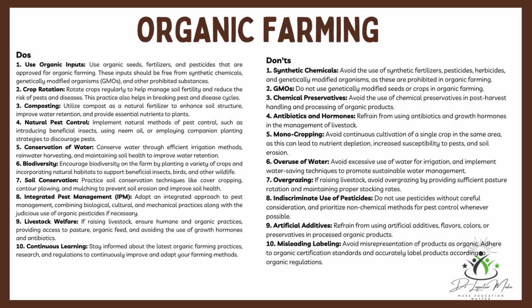I want you to write this down because this is a summary, and if you know all of these, then it means you know these ecological farming methods. And what does organic farming not do? It does not use synthetic chemicals. It does not use GMOs. It does not use chemical preservatives, antibiotics, hormones, monocropping, overuse of water, overgrazing, and you name them.